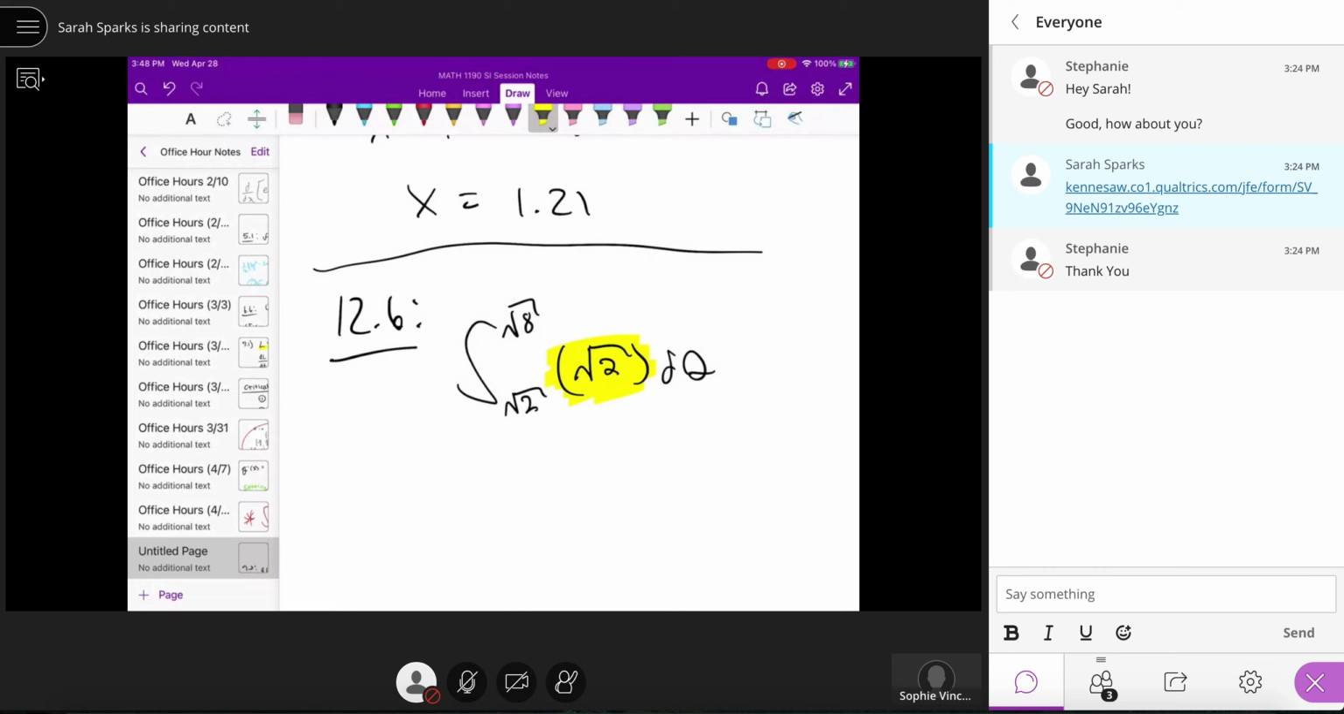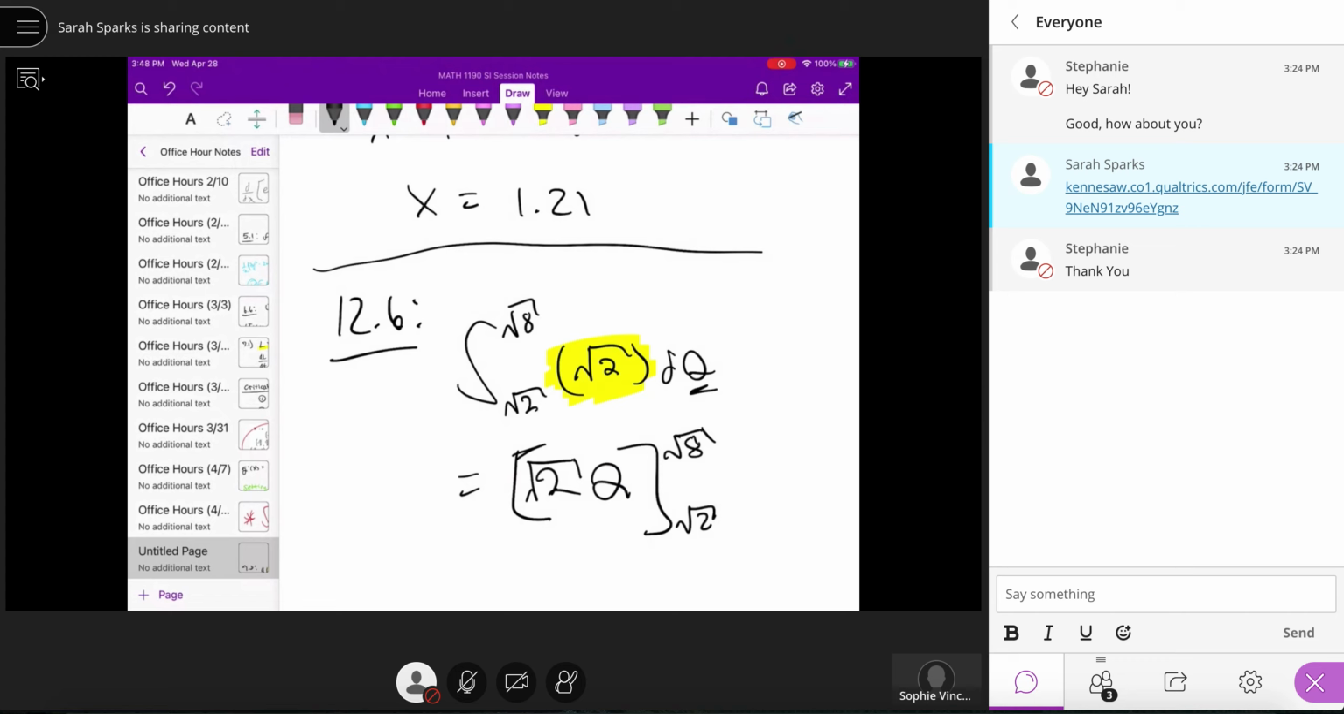Okay, so the antiderivative would literally just be root 2 times x. Or yeah, theta. It's q, but yeah. And then just plug in the roots and simplify. Oh, okay. All right, that made sense then.